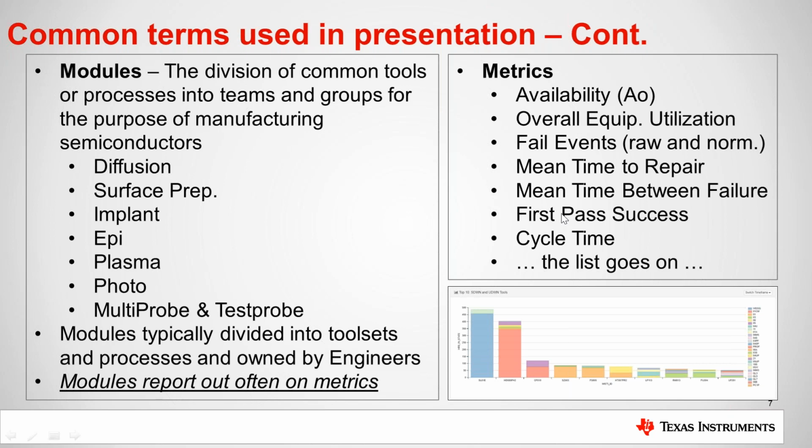First pass success has to do with our quals. If I have to perform a PM on a tool, afterwards I obviously need to make sure that I didn't do anything to shift where we're normally performing, or didn't induce a failure. So we also look at, did I pass or fail my qual right after I was done with my PM? Stuff like this we actually look at.